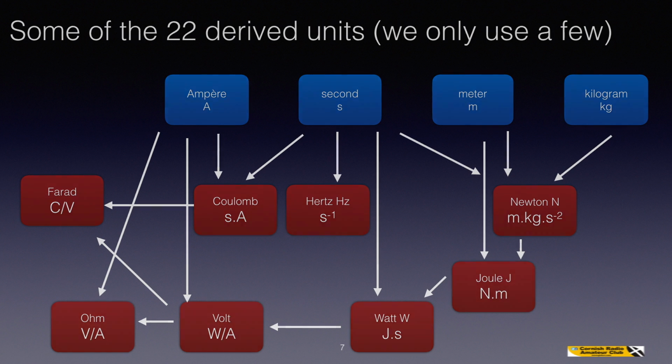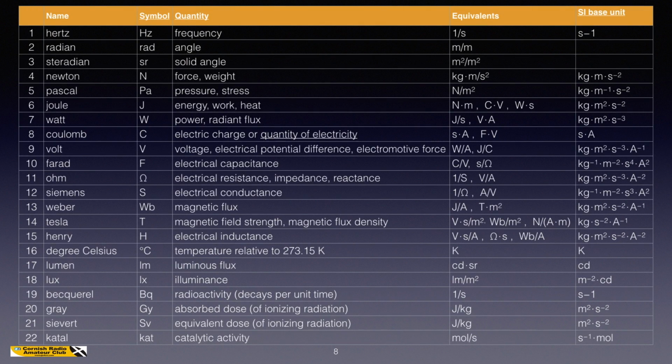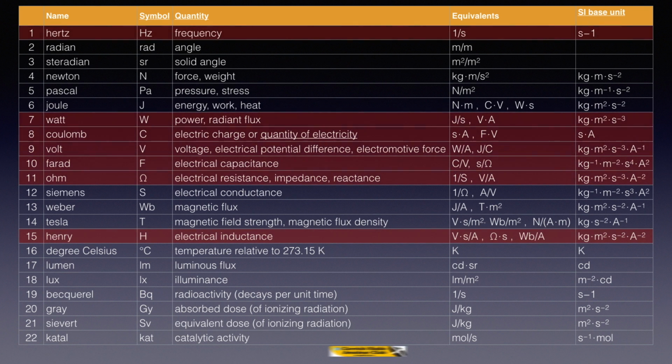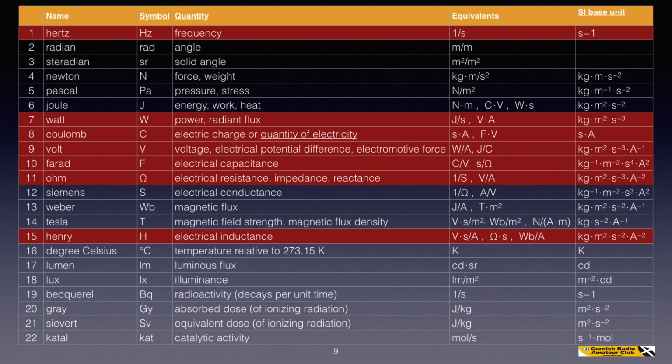So here are the 22, the full 22 derived units, of which a lot of them are completely outside the scope of anything we do, and perhaps those that are highlighted are mainly the ones that we are concerned with. Although you could argue, for example, that the Siemens or the Tesla or other units were also important, but we don't want to get too involved in that.